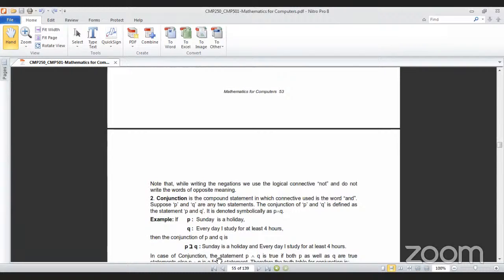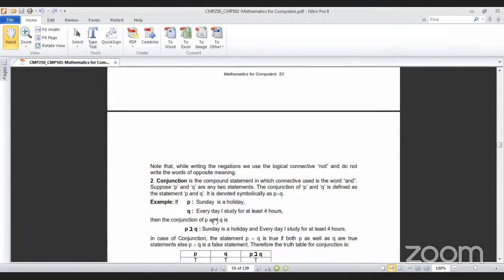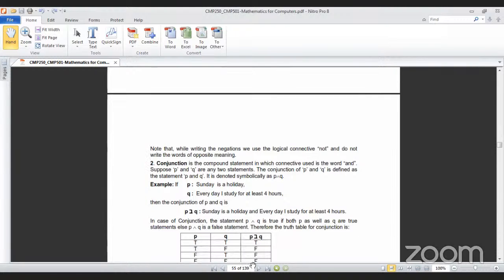Now, what are the conjunction types? There will be "and". Now, here the symbol is something different. For the "and" symbol, we use this. Is it there? Yes, it is over here.